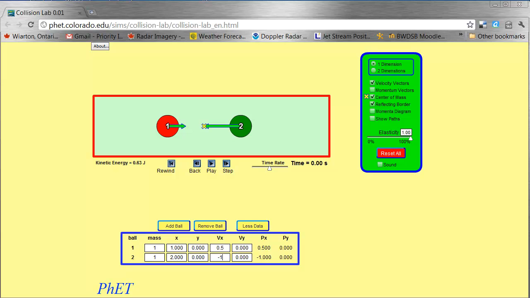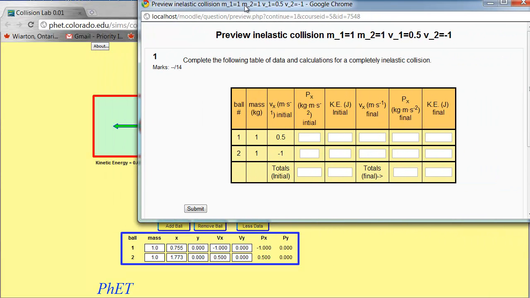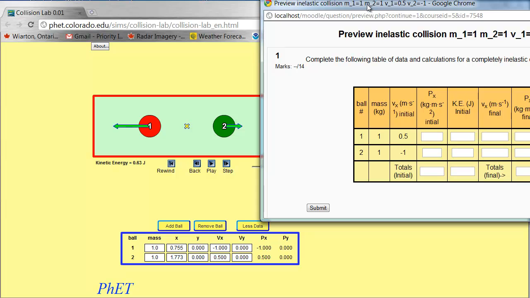Okay, now we're going to get ready to run the simulation, and we want to pause it before things get out of hand and start to run into walls. And so we'll hit play, and now we're going to hit pause, and we're going to complete our data table because our velocities have changed.